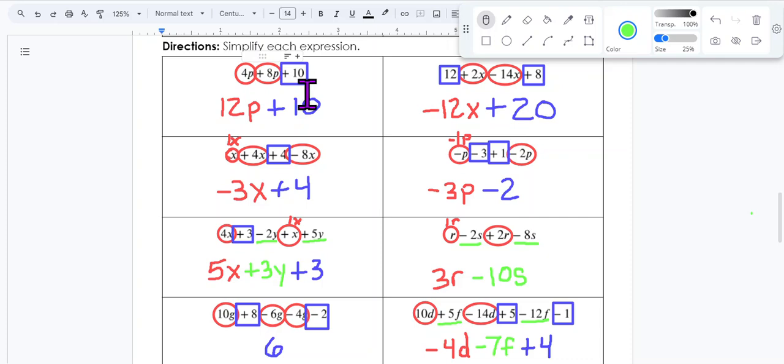All right, but remember, combining like terms, all you're doing is adding and subtracting. You're combining things that have the same variable raised to the same exponent. All right? And then if it has no variable, those are called constants, and you can combine those together.